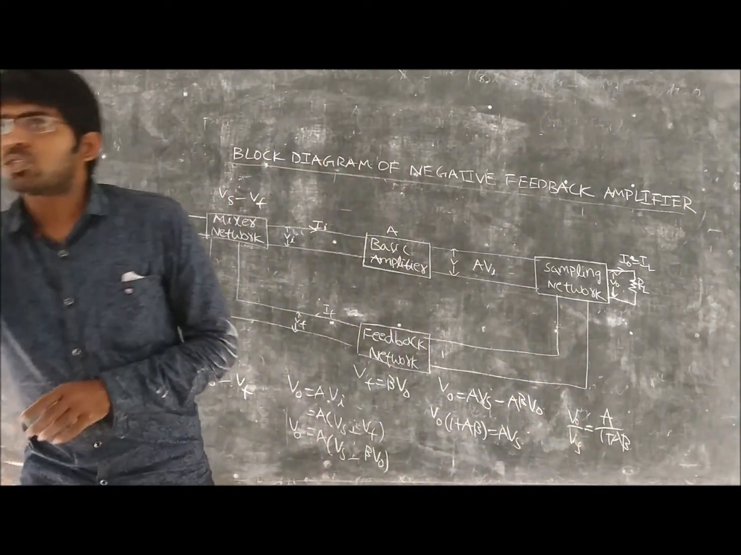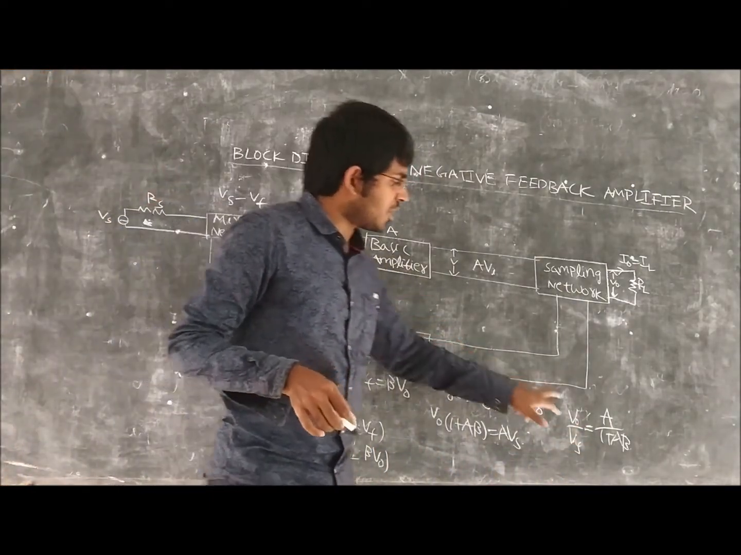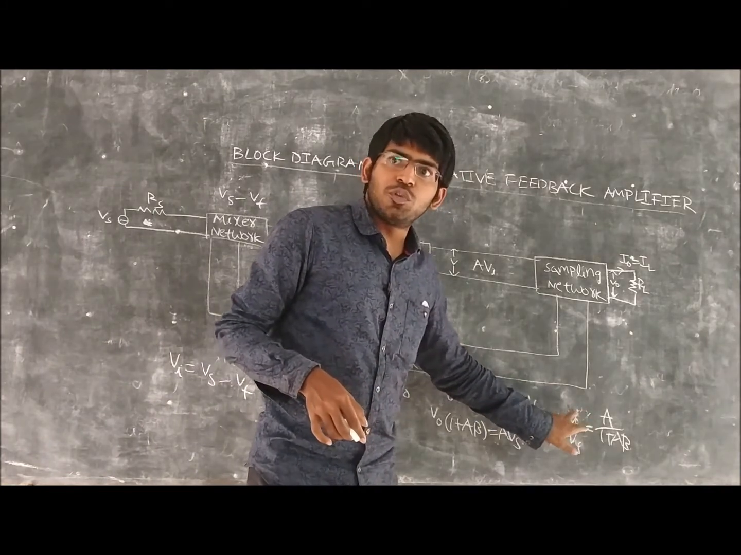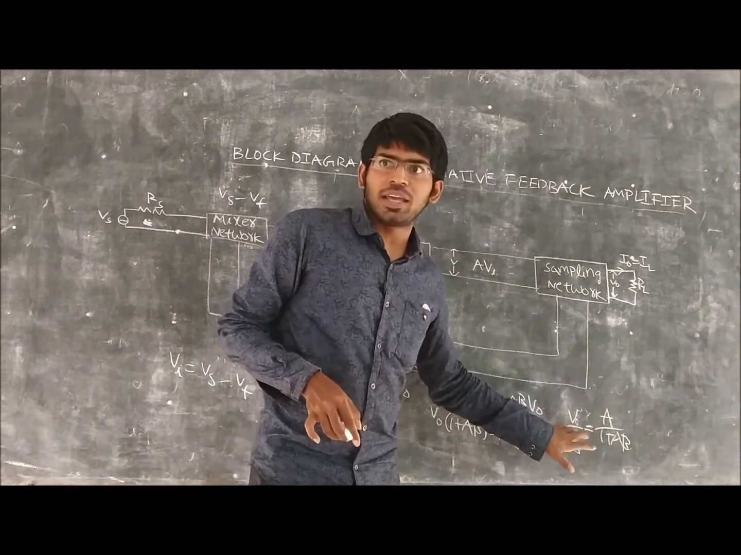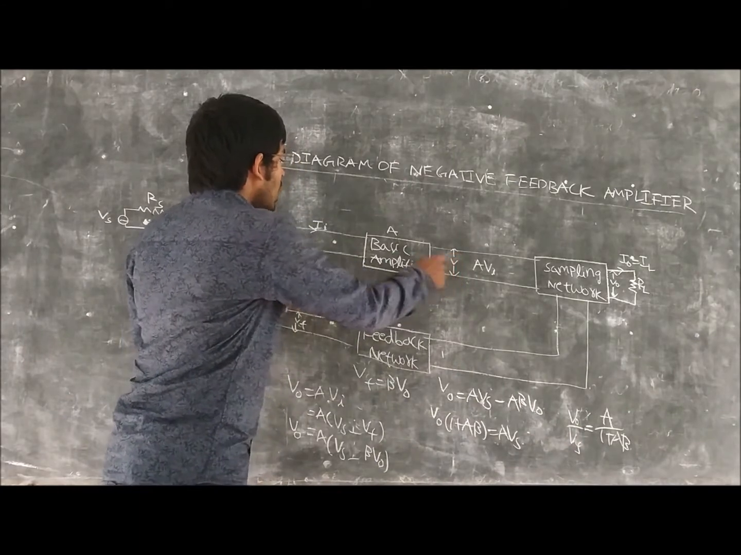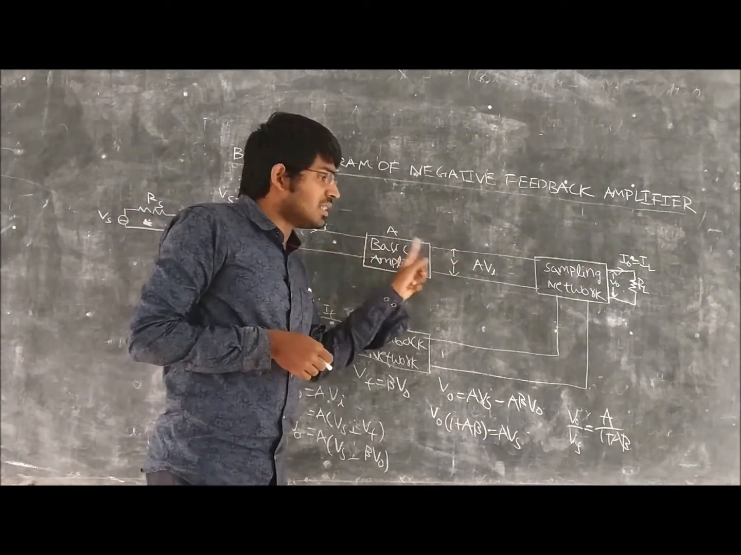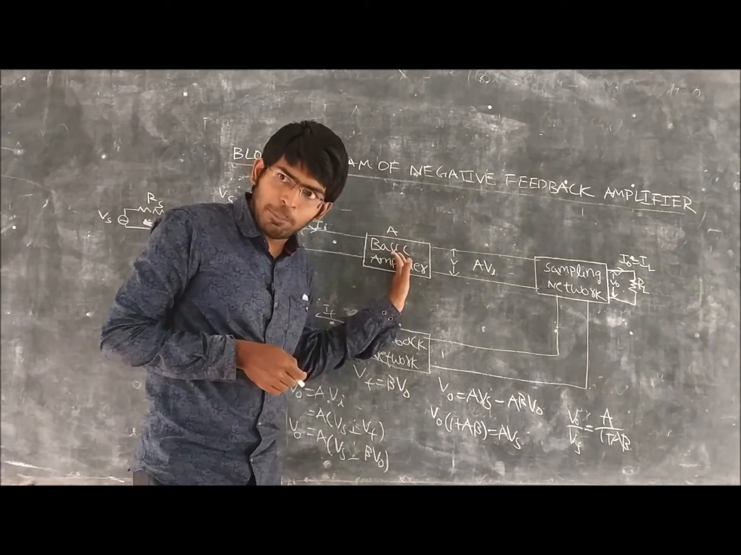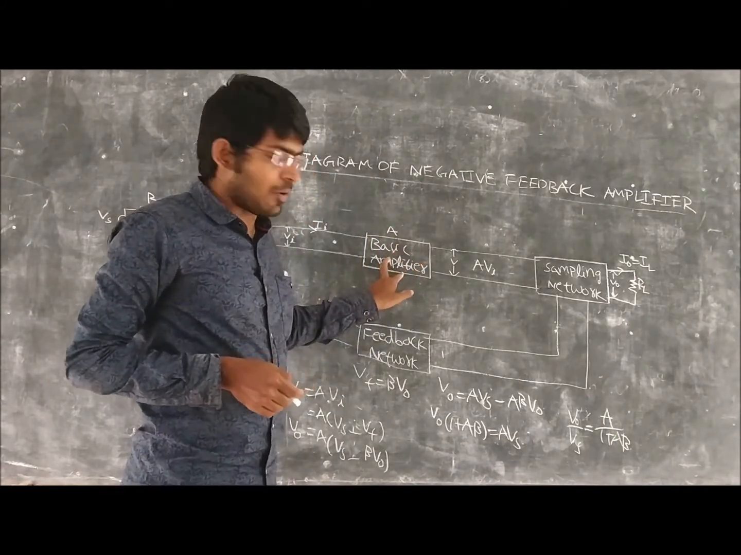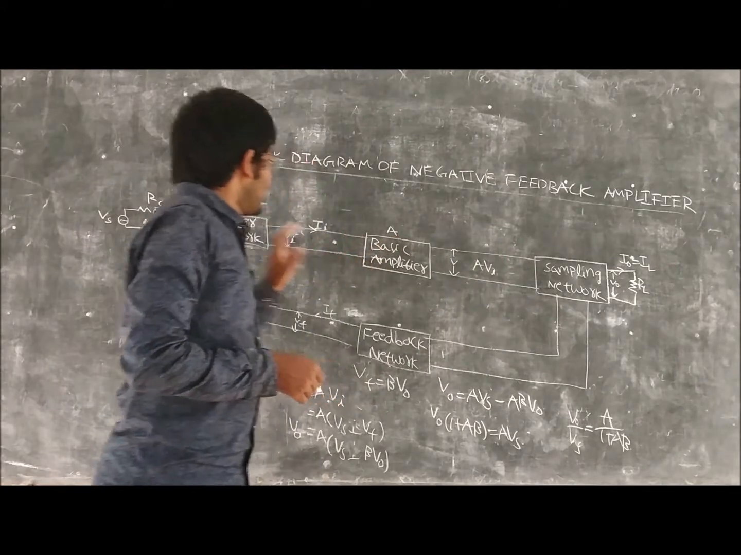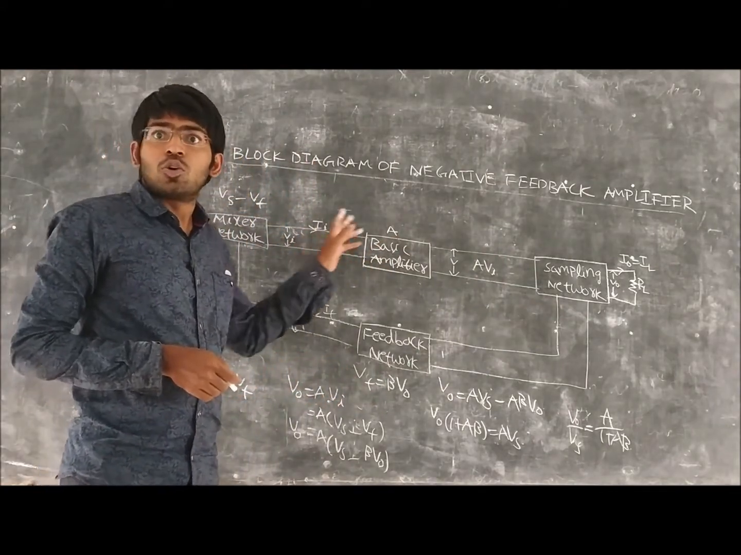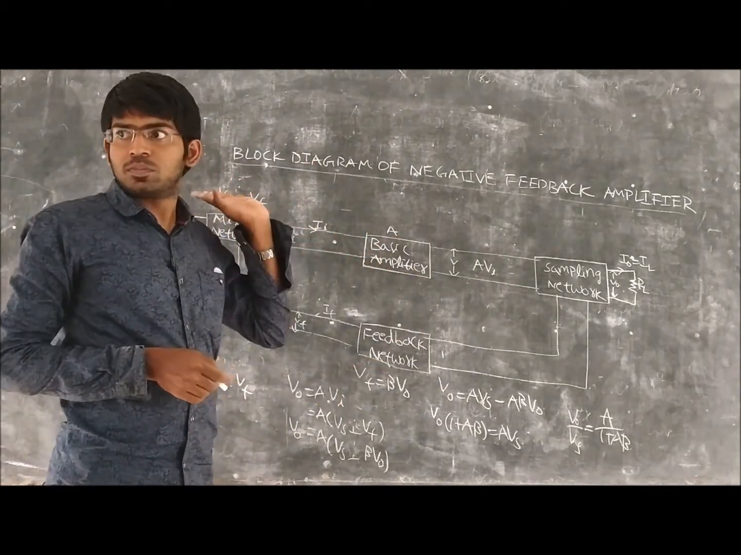Now I want to ask you a small question. What is the difference between V0 by Vs and V0 by Vi? This is also a gain, and this is also a gain. What is the difference? V0 by Vi is the gain of only the basic amplifier, whereas V0 by Vs is the gain of the total feedback amplifier.